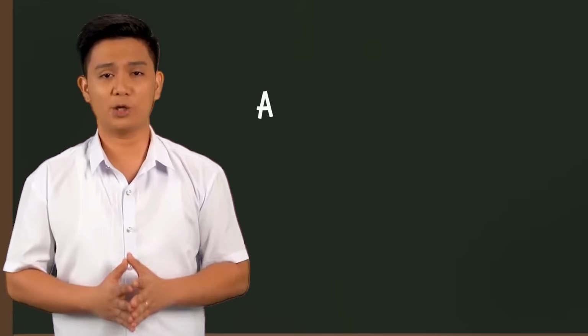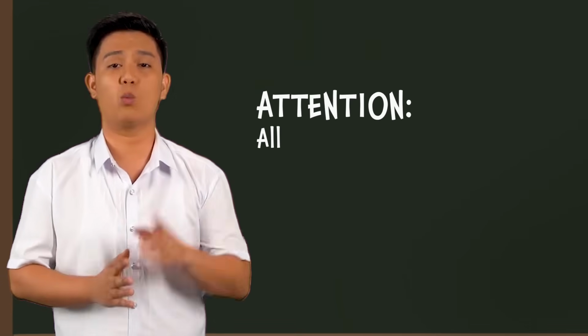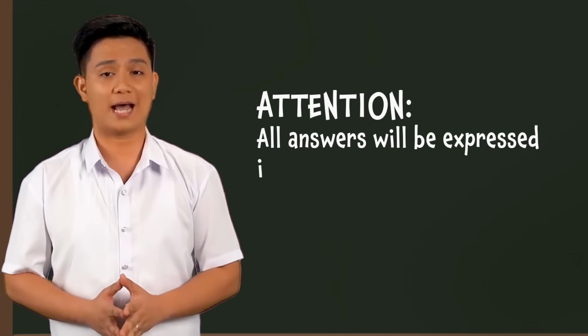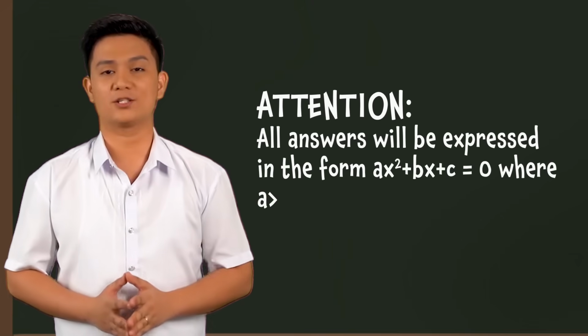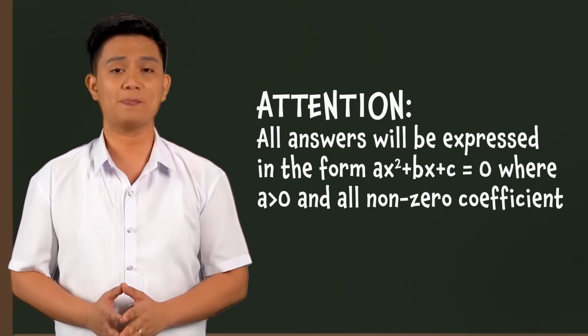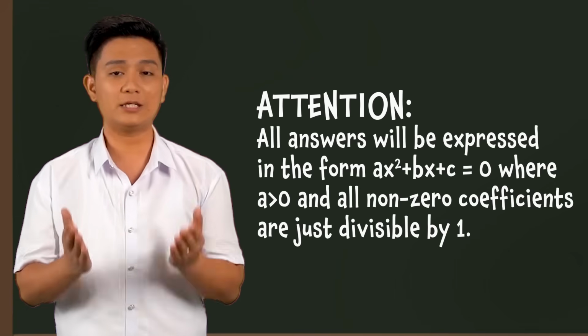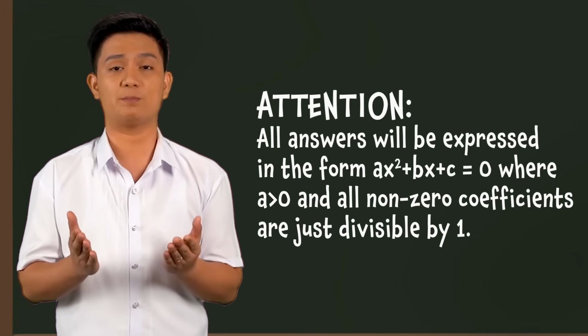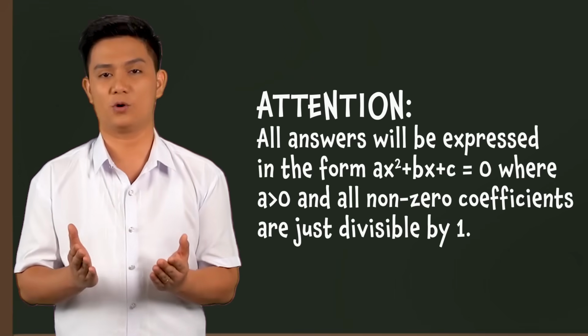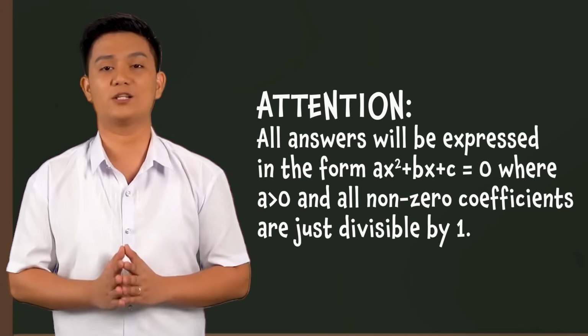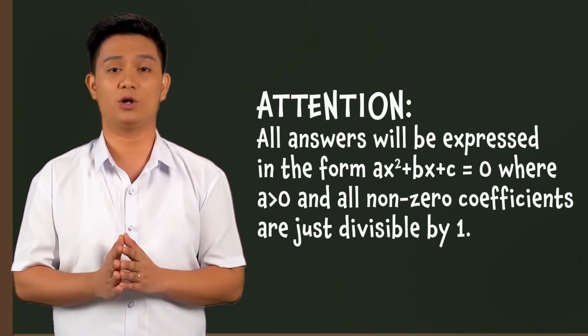But for the purpose of having to think of only one way to write the standard form, all answers will be expressed in the form ax squared plus bx plus c equals 0, where the leading coefficient, or the value of a, must be positive or greater than 0. And all non-zero coefficients are just divisible by 1.